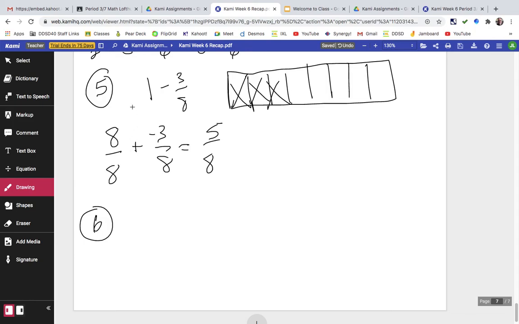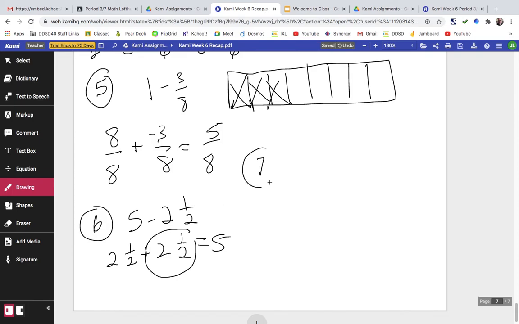The sixth problem was 5 minus 2.5. And what we could recognize on this is that 2.5 is half of 5. So 2.5 plus 2.5 is equal to 5. So just thinking about addition, we could get to the answer on that one of 2.5.